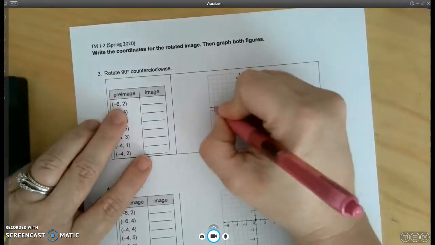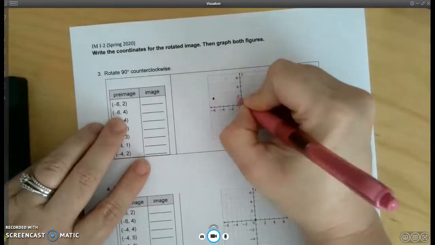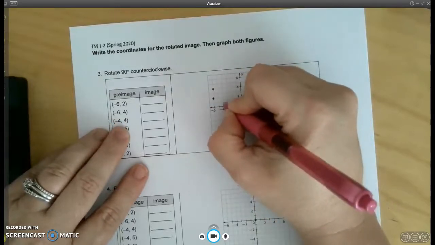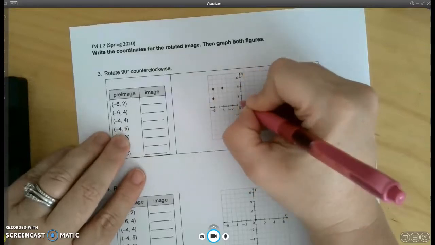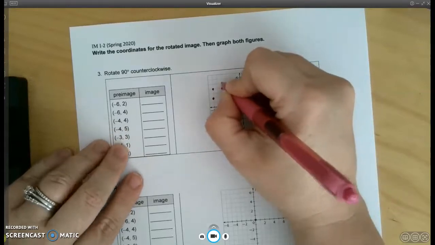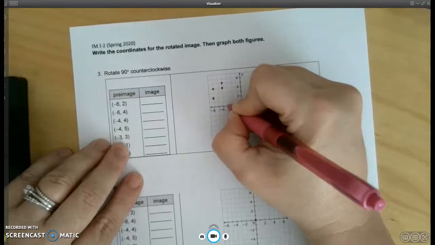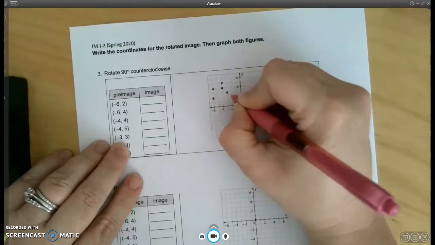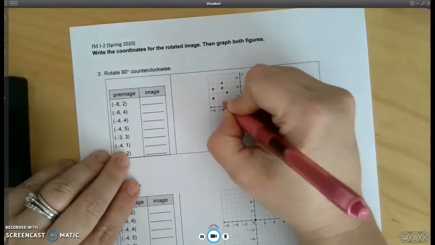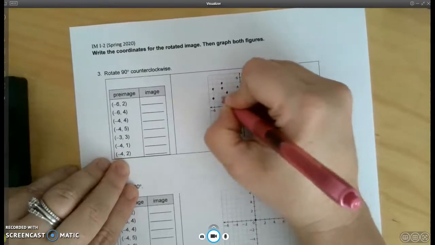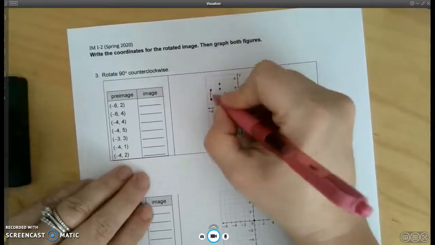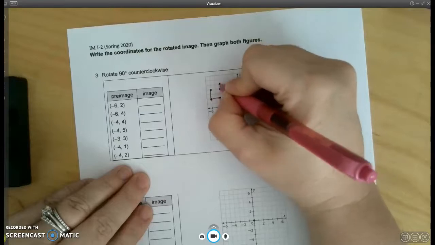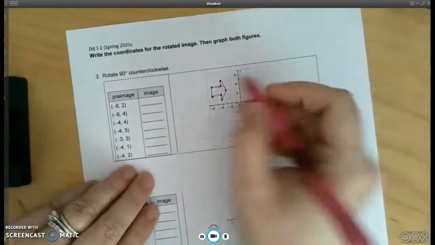So (-6, 2), (-6, 4), (-4, 4), (-4, 5), (-3, 3), (-4, 1), and (-4, 2). And when I connect those dots, I'm not going to use my ruler, I'm just going to freehand it this time, I end up actually with an arrow.